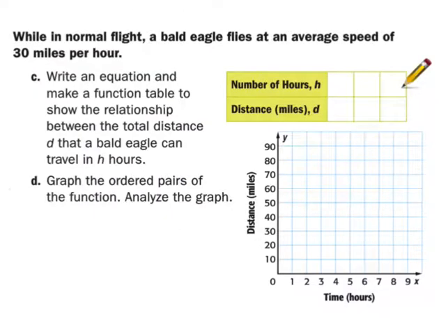Our final example. While in normal flight, a bald eagle flies at an average speed of 30 miles per hour. Write an equation to make a function table to show the relationship between the total distance d that a bald eagle can travel in h hours. So from before, and as we've been using so far, the distance is equal to our rate multiplied by our time. So again, we'll start with 0, 1, and 2.